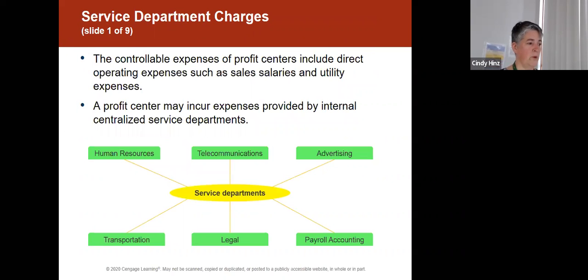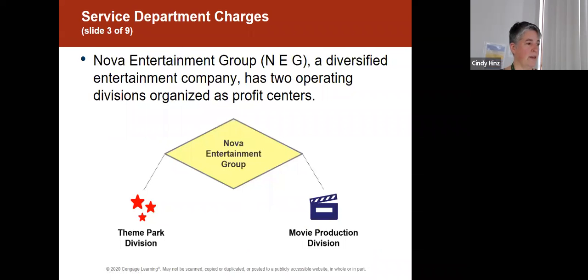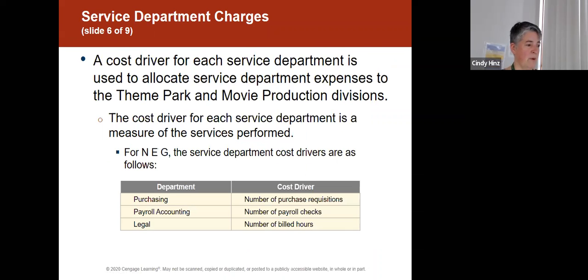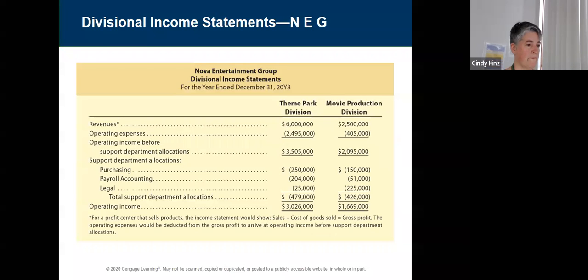And so you can see some examples here. There are some support departments that may be allocating costs out to our profit centers. I'm having trouble getting it to change pages today. And I want to find an example here. Give me just a moment. Here we go.